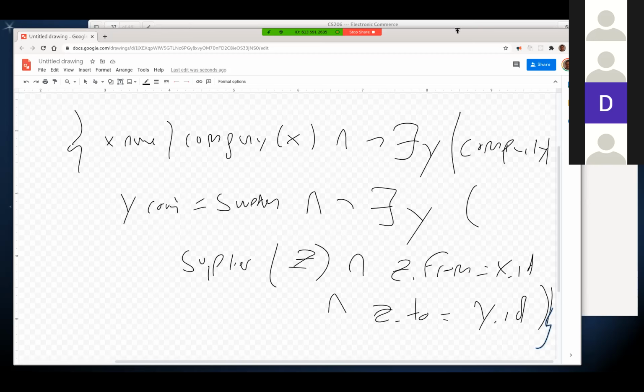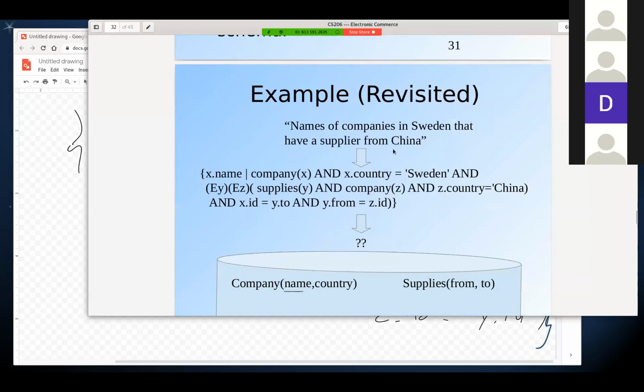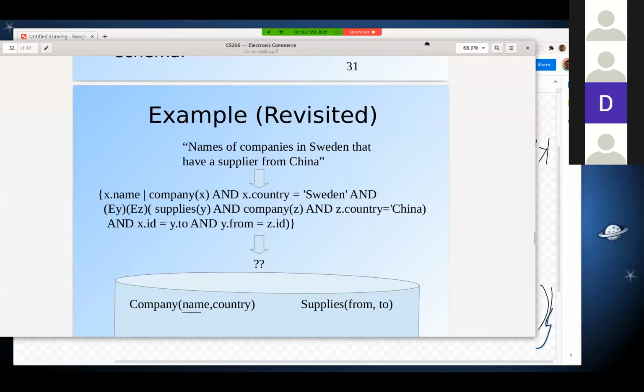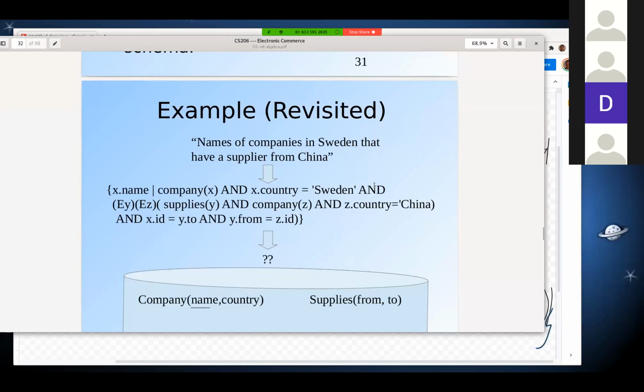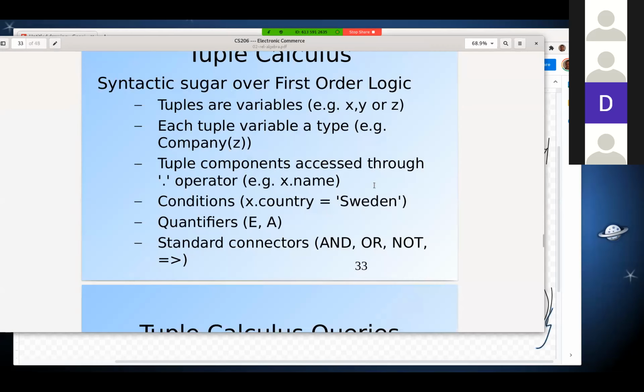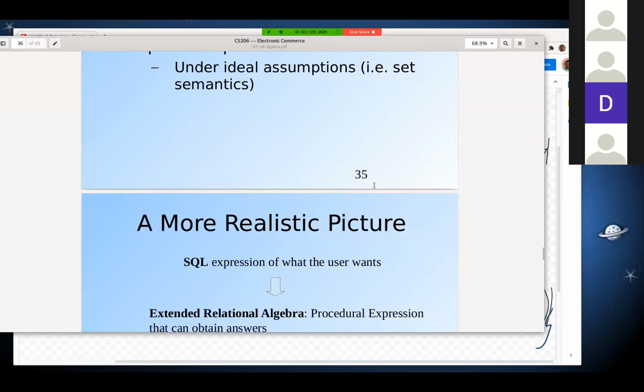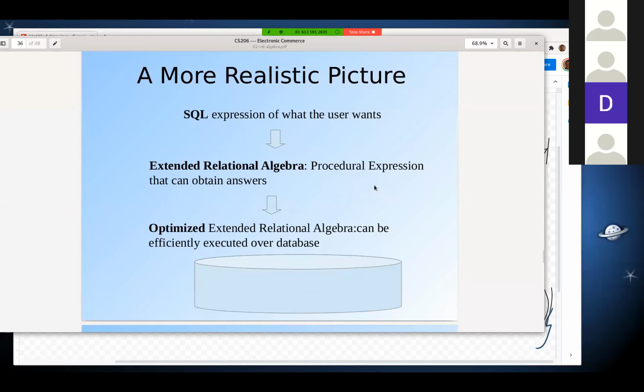Now, there are some other issues I want to talk about regarding what the semantics really are of universal quantification, but we'll come to that a little later as we develop things. All right, so good. I think we have some time here. So this was a crash course in the tuple calculus. Now, when we get to a more realistic picture, there was the idealized picture I had before where at the very top we have tuple calculus, and then we have relational algebra, and then maybe an equivalent relational algebra.